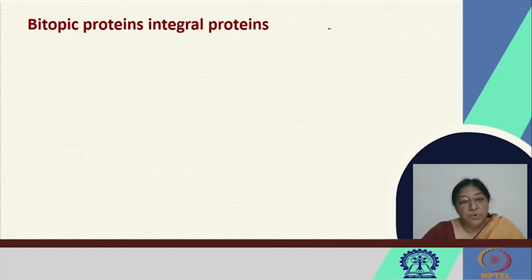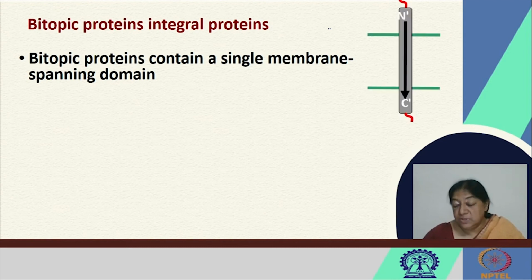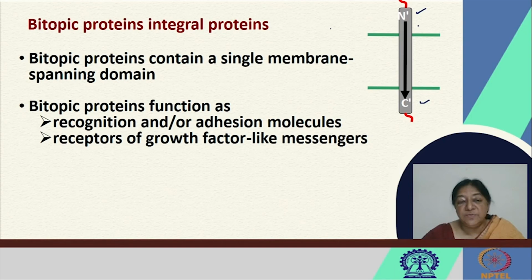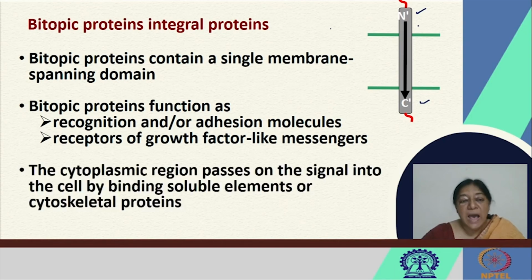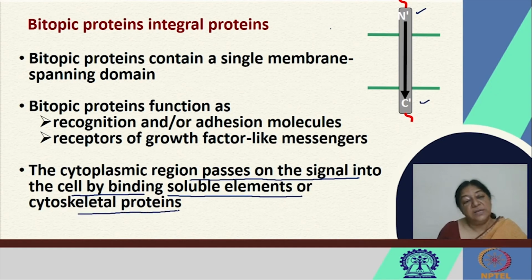There are bitopic proteins that are integral proteins. They contain a single membrane spanning domain. So if this is our membrane, we would have the N terminal on one side and the C terminal on the other side. And when we have a single membrane spanning domain, this is called a bitopic domain. They can function as recognition or adhesion molecules, as receptors of growth factor like messengers, and the cytoplasmic region passes on the signal into the cell by binding the soluble elements or cytoskeletal proteins.